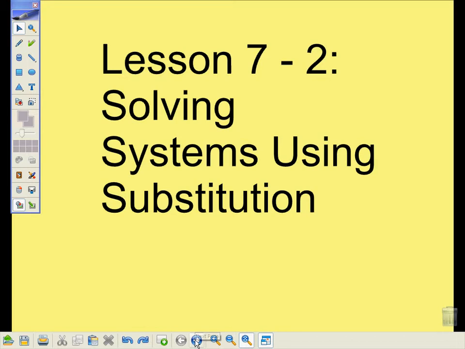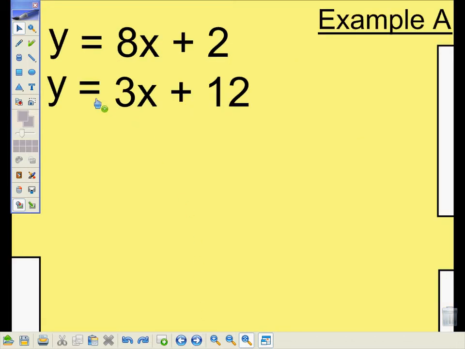I'm going to take you through a real quick example here. It's called a system because, well, we're dealing with two equations now. One says y equals 8x plus 2, the other one y equals 3x plus 12. The one thing I want you to notice right off the bat is that they're both y equals. So they both have a y in common that they're sharing.